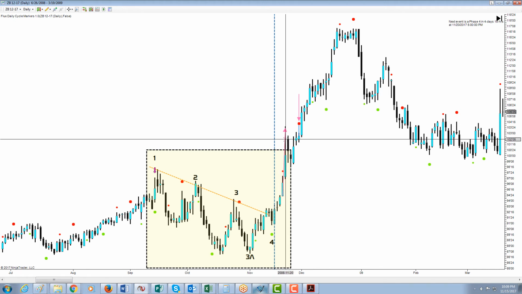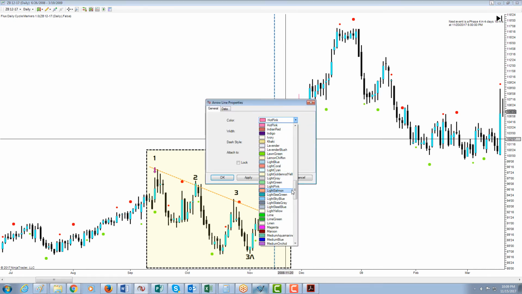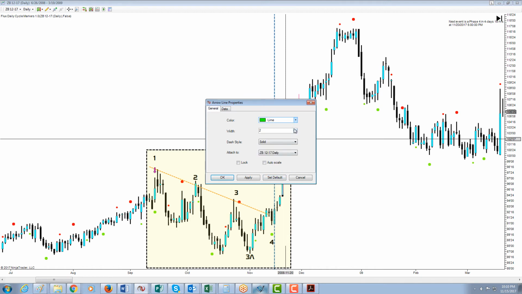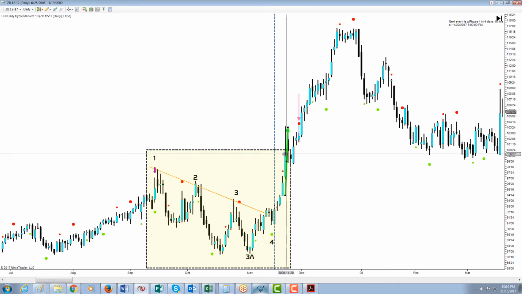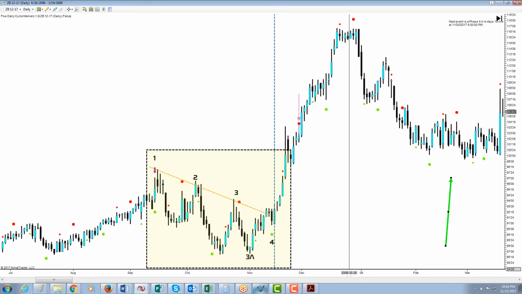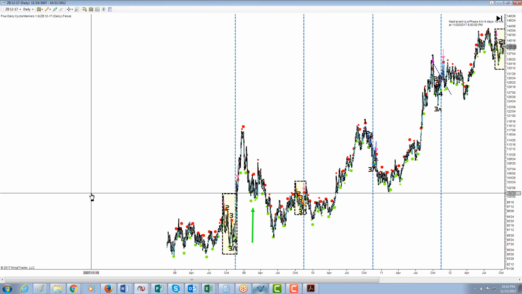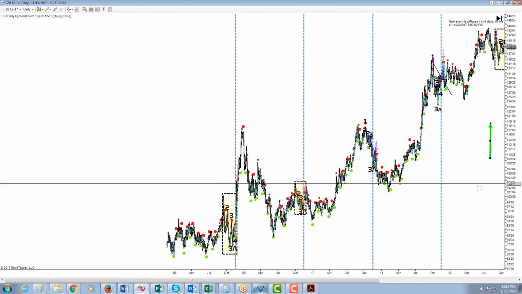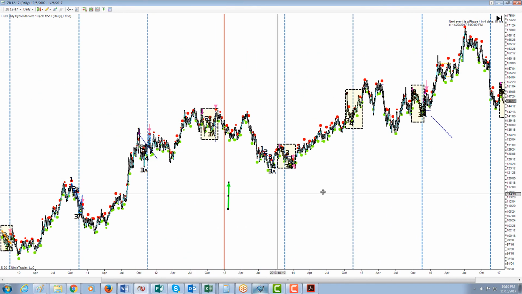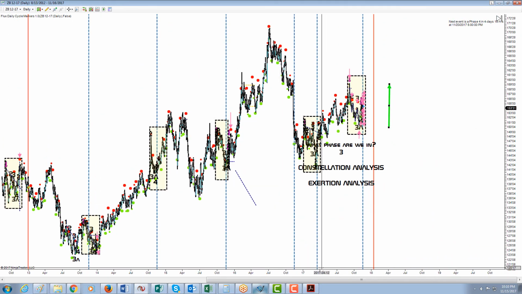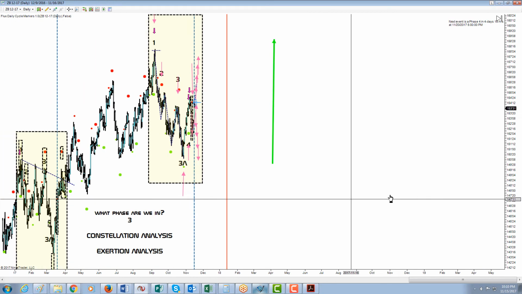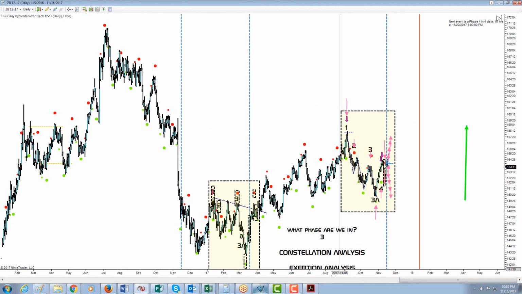It went that high. Let's go ahead and we'll make this some color that's real easy to see. Make it lime. We'll make it fat. Okay, so it went that far. Now, what I'm going to do with some difficulty is I'm going to take this green arrow and I'm going to put it over here. Watch what I do.